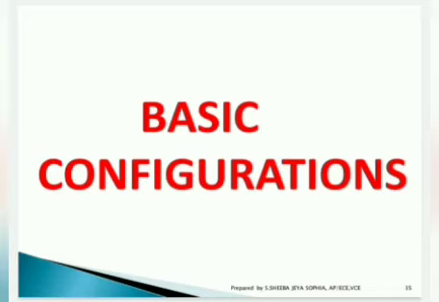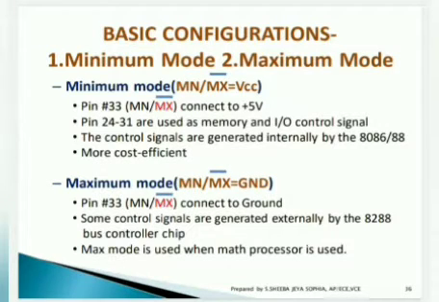Now we are going to see about the 8086 microprocessor unit 2, 8086 system bus structure. In this we are going to discuss the basic configurations. In the 8086 microprocessor there are two basic configurations available for operating. First one is the minimum mode and second one is the maximum mode.